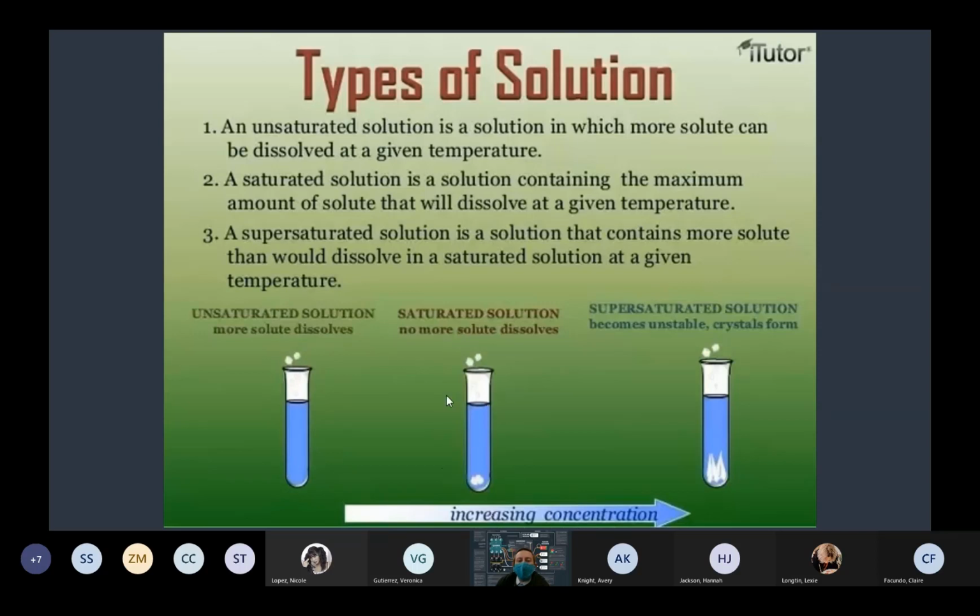A saturated solution is when no more solute dissolves. If you're ever making salt water, you fill it up with salt, you warm it up, and you stir it. At a certain point, no matter how much you stir, there's going to be some solid salt at the bottom. That's when you're saturated. If you're supersaturated, you won't see that very often, but if you add any additional salt, you'll get crystals that form.